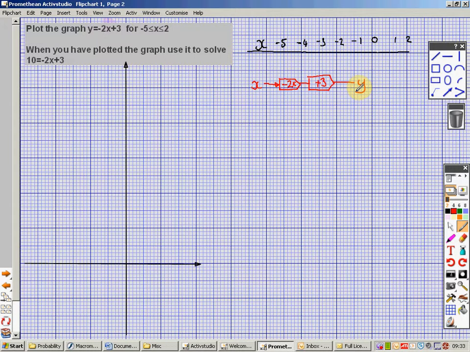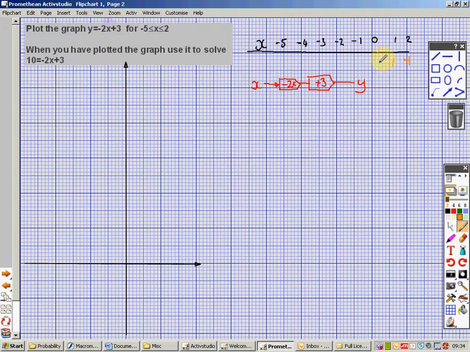Slightly more difficult than the last one because we've got times by a negative, but we ought to be able to do it. So first of all, let's start not with a negative number, let's start with an easy number like 1. 1 times by minus 2 is 1 times 2 is 2, times a minus is negative. Add the 3, should be just 1.